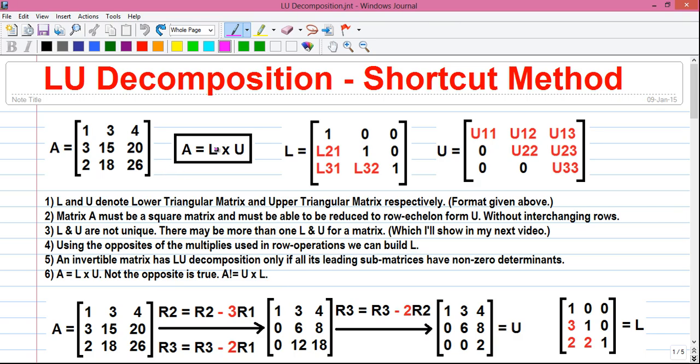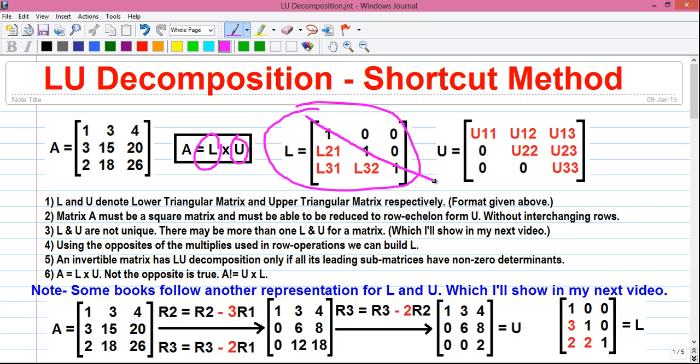Next we will break down or decompose the matrix A into two submatrices, L and U, where L is the lower triangular matrix. Lower triangular means all the diagonal elements are 1 and values above the diagonal elements are 0, and we have elements or real values only below the diagonal elements, that is lower to the diagonal elements. That's why it's called lower triangular matrix, because it forms a lower triangle.